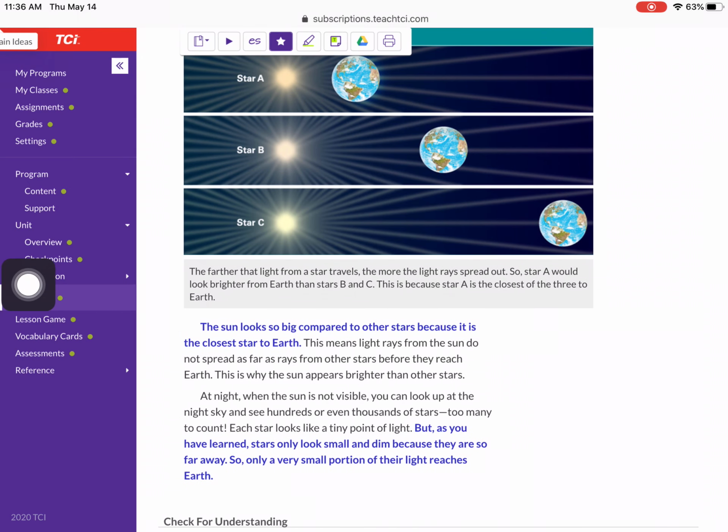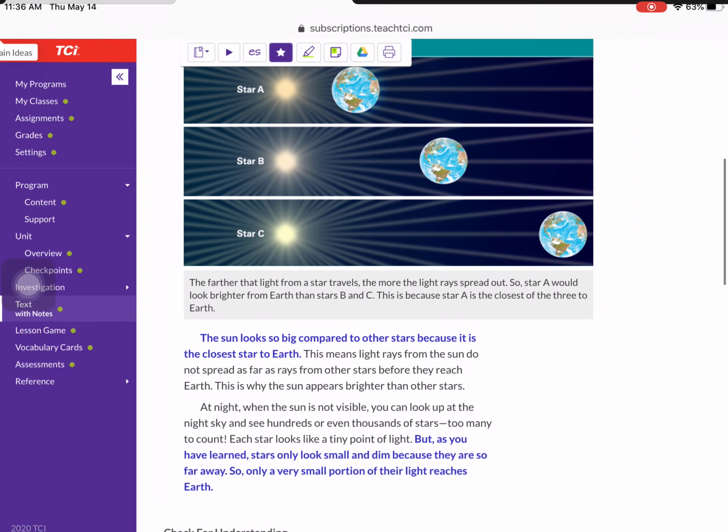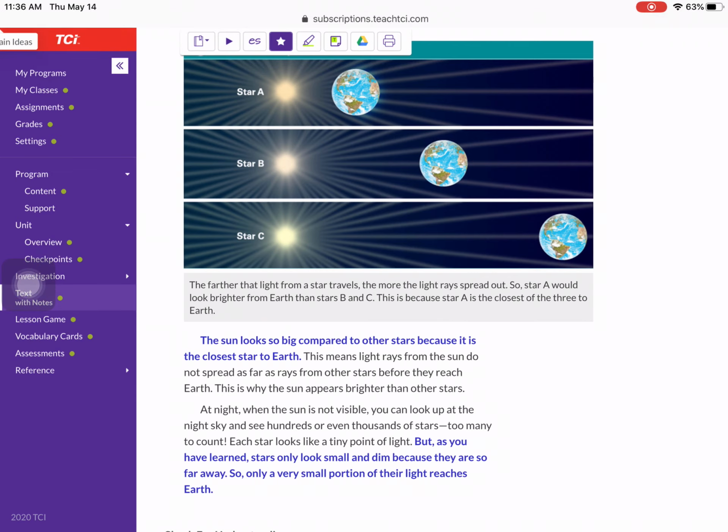So let's read the caption of this picture. The farther that light from a star travels, the more the light rays spread out. So, star A would look brighter from Earth than stars B and C. This is because star A is the closest of the 3 to Earth.